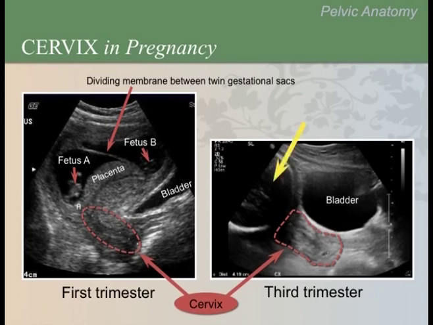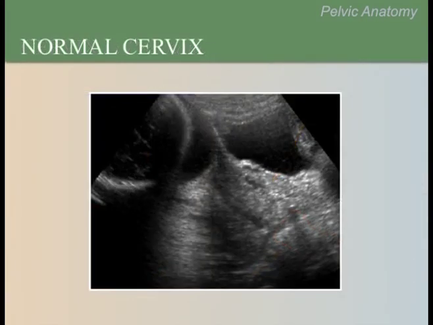Can you identify the round structure to the left of the bladder in the right image? The answer is that this is the fetal head. Next, we will look more closely at the cervix. The internal os is the place where the cervical canal meets the uterus. You cannot see or feel the internal os on clinical exam.